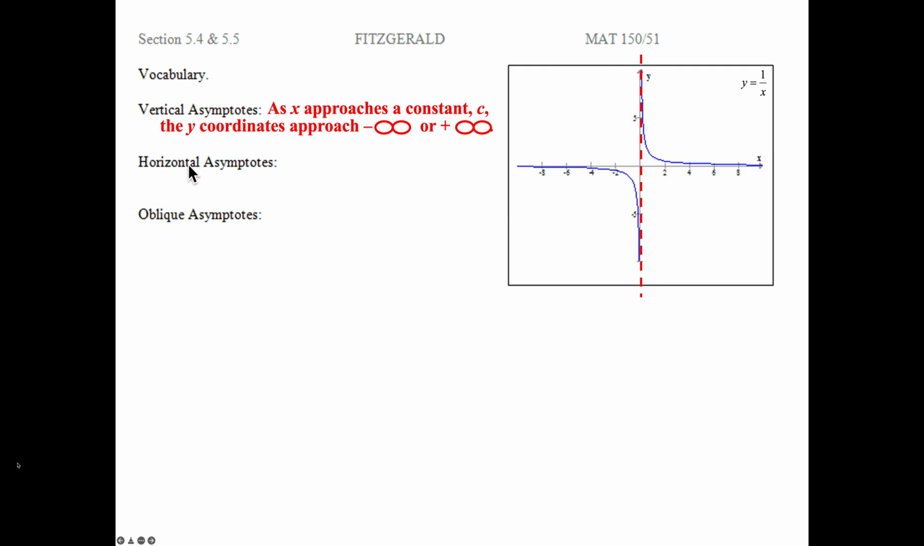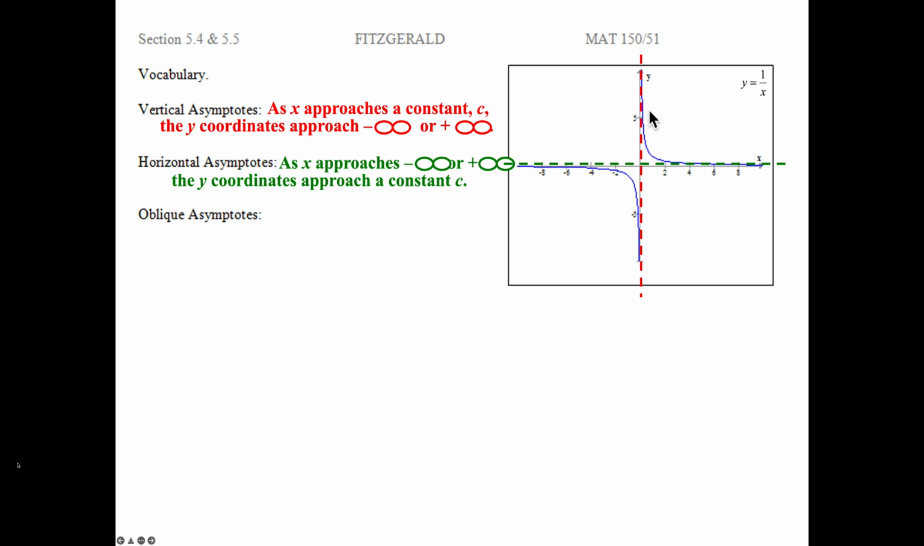Now, if we switch this around, for horizontal asymptotes, the c and the infinities get switched. And if you look on my graph, we don't touch the x-axis either. So here, as x approaches negative infinity or positive infinity, the y-coordinates approach a constant c.